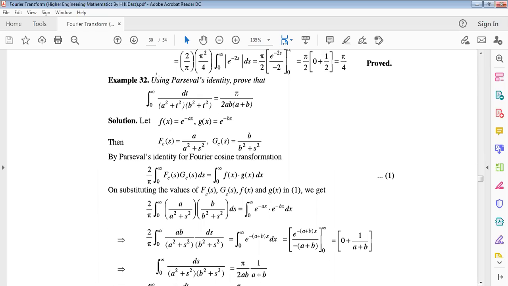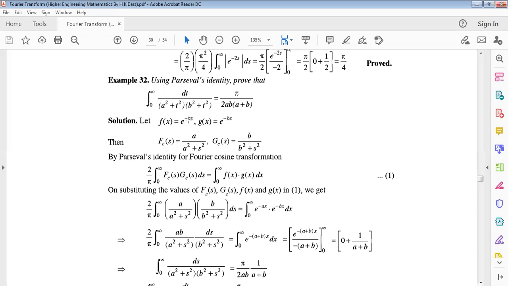Similarly, another example you can prove using Parseval's identity. Prove that the integral from 0 to infinity of dt divided by (a square plus t square)(b square plus t square) equals pi divided by twice ab times (a plus b). We have to prove this one. Now this is the multiplication of two functions. How? f of x equals e to the power minus ax and g of x equals e to the power minus bx. These are the functions we have considered.